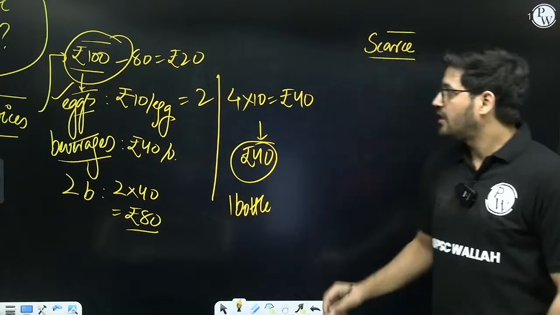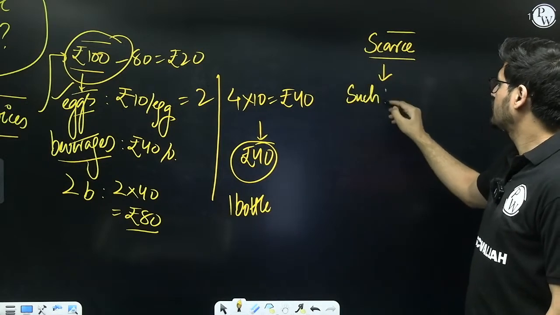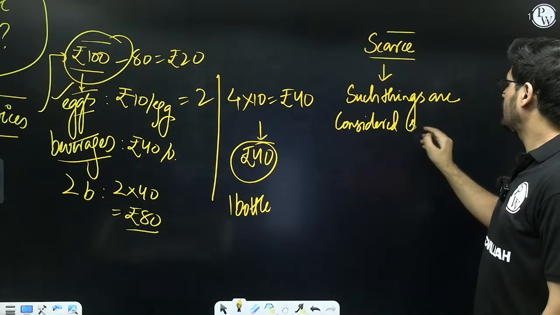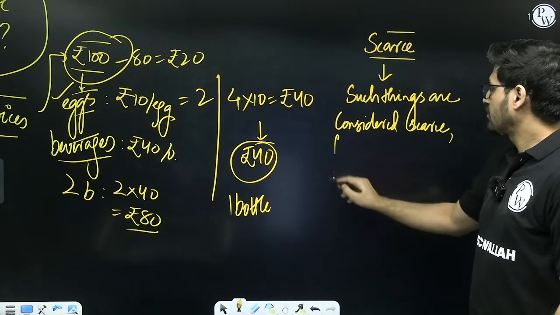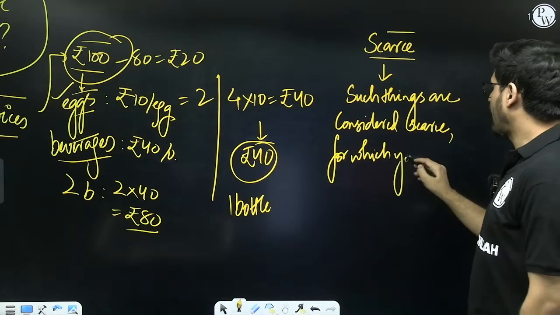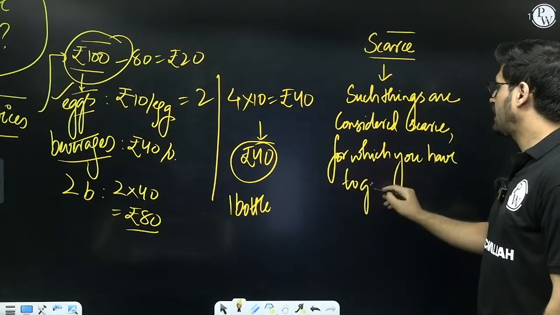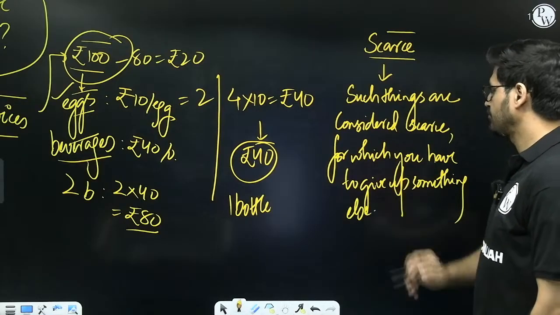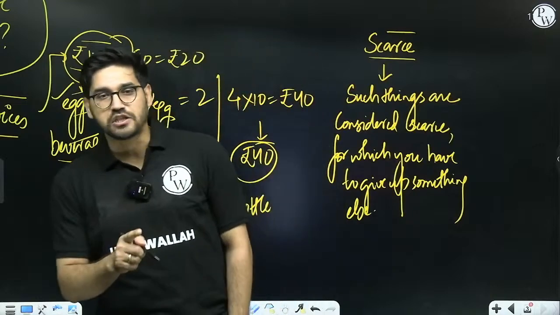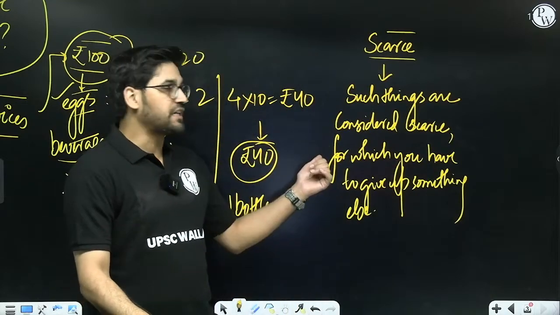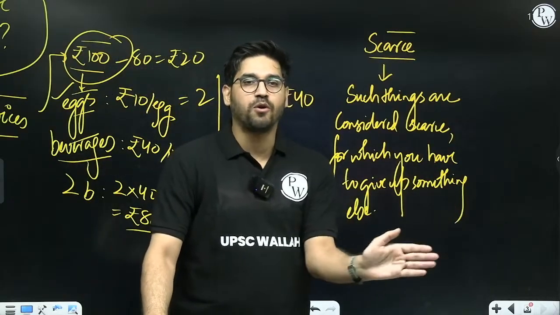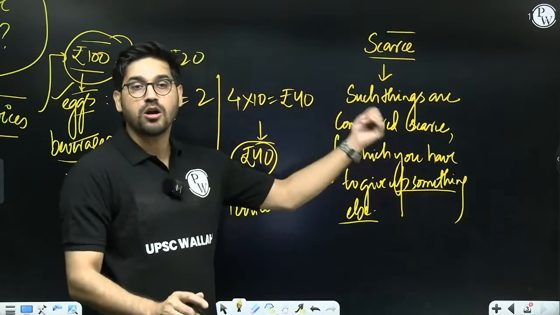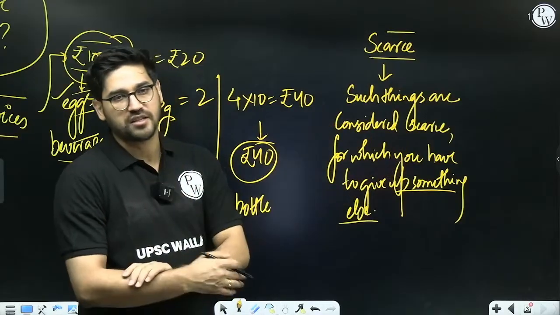In economics, such things are considered scarce for which you have to give up something else. In economics, only such things will be considered scarce. For those things, in order to get more of those, you will be forced to get less of others. That means you will have to forego something else in order to get those things. Such things in economics are called scarce.